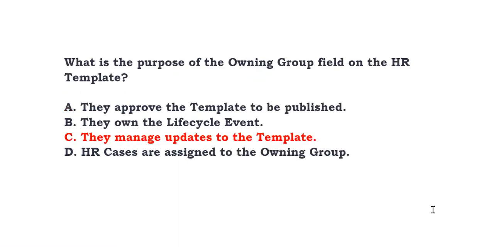Our next question is, what is the purpose of the owning group field on the HR template? Option A, they approve the template to be published. Option B, they own the life cycle event. Option C, they manage updates to the template. Option D, HR cases are assigned to the owning group. Correct answer is option C.